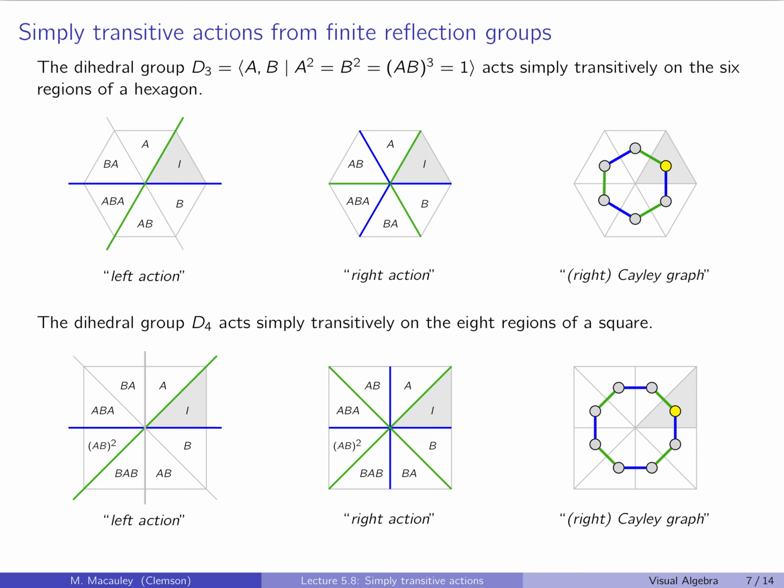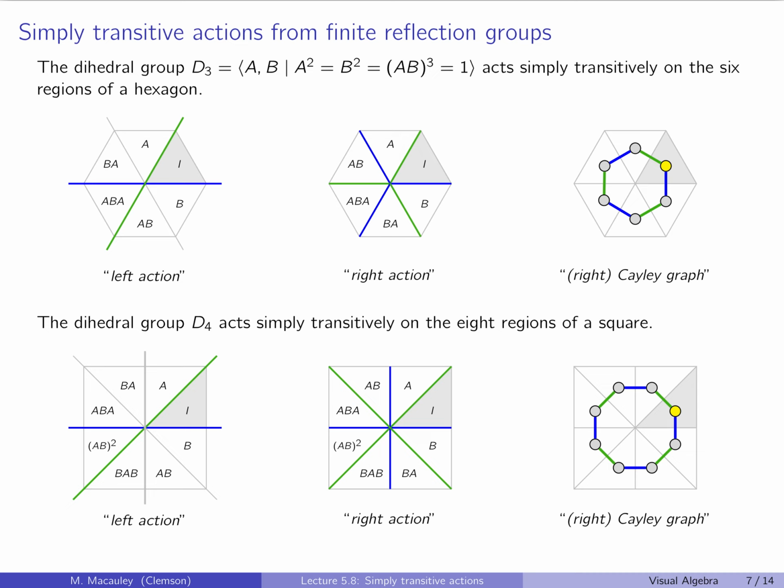The previous example was of an infinite group, but there are plenty of finite groups that act simply transitively and define tilings as well. One example is the dihedral group D3, generated by two reflections A and B. This acts simply transitively on the 6 regions of a hexagon. So here are several pictures of this, and I should say that there are 2 ways to define how we label the regions. So here's a hexagon.